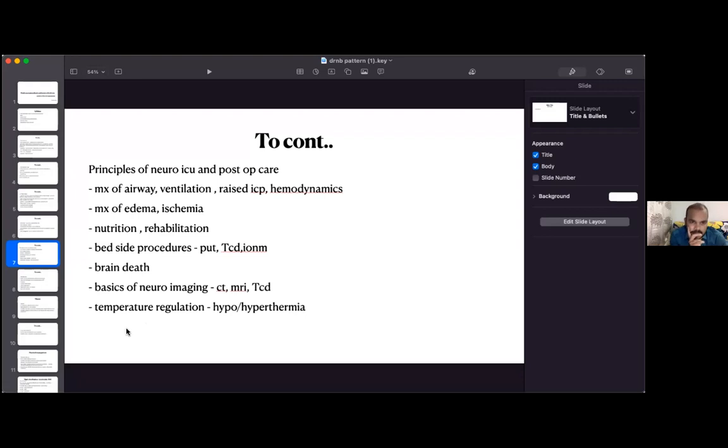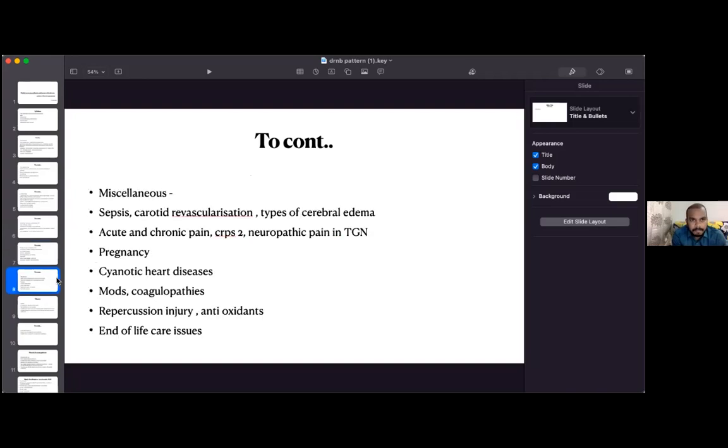And then temperature regulation, hypothermia, its role in neurocritical care, and what are the various trials which have been done related to hypothermia. I have a presentation regarding this. I can share this in our WhatsApp group. And then miscellaneous topics like sepsis, carotid revascularization, whether carotid endarterectomy under general anesthesia or the other one, which the trial supported. And then types of cerebral edema, as I have told before. And then acute and chronic pain, chronic regional pain syndromes, neuropathic pain in trigeminal neuralgia.